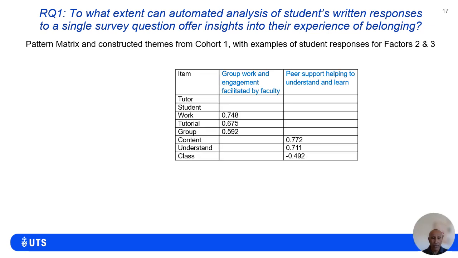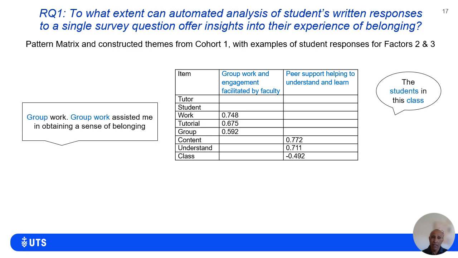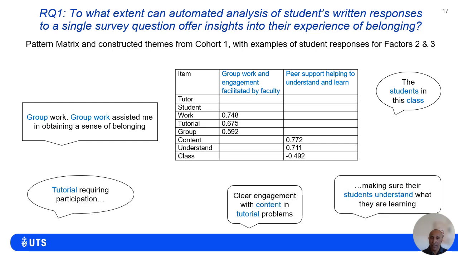So for factors 2 and 3 in cohort 1, group work and engagement facilitated by faculty was supported by the words work, tutorial, and group, whereas the words content, understand, and class helped in the generation of the theme, peer support helping to understand and learn, with examples of phrases from the responses to the single focal question, as you see on the screen.